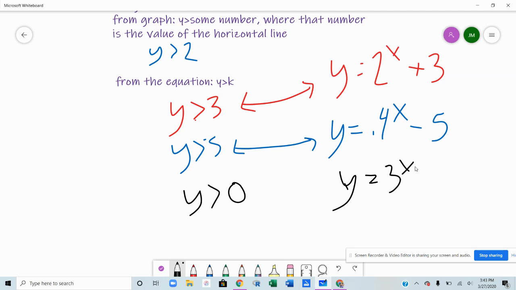Okay, it doesn't matter what number you have up here. Maybe I have x plus 2. That doesn't change anything. Maybe I have plus 1 up here. Doesn't change anything. What matters is your k value. This is your h value, which doesn't change your range.